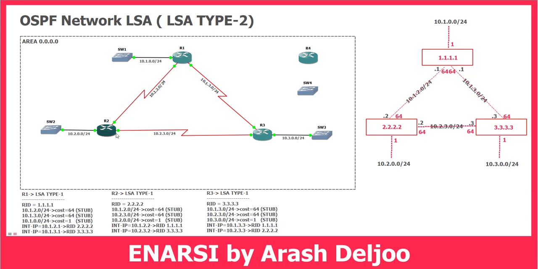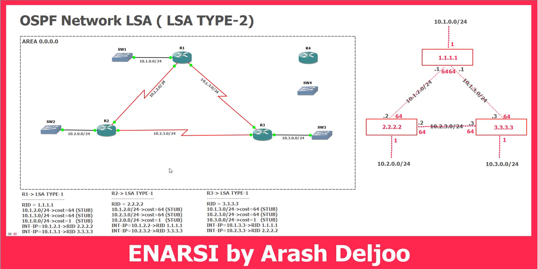R1 is connected to router 2 with one point-to-point link, and also R1 is connected to router 3 with one point-to-point link, and also R2 is connected to router 3 again with one point-to-point link. Actually here we have only point-to-point links and also the Ethernet links without any neighbor. All of these links are stub links. Okay, you have learned about stub links in the previous video.